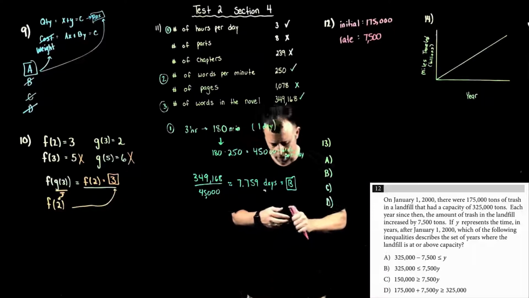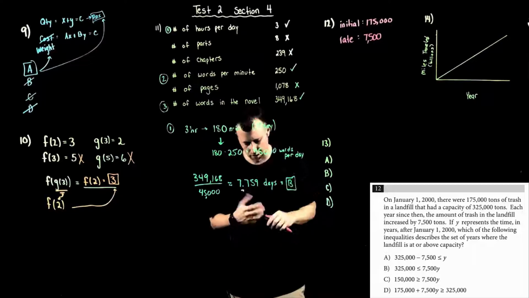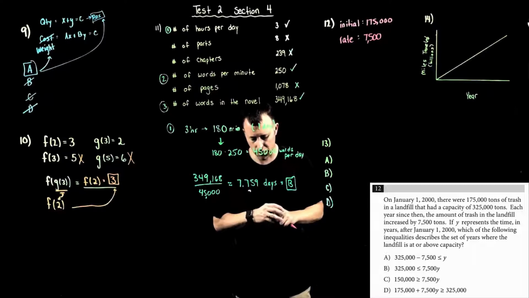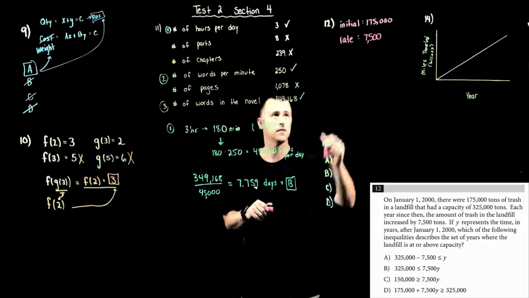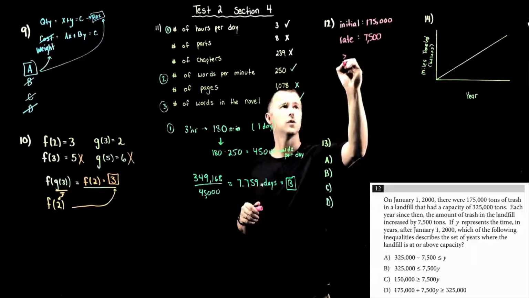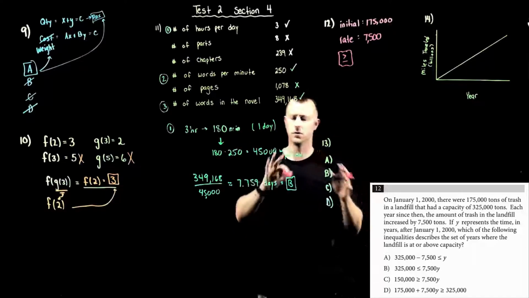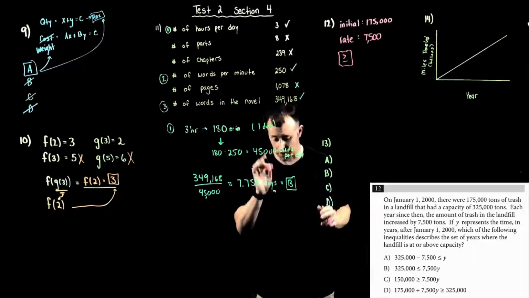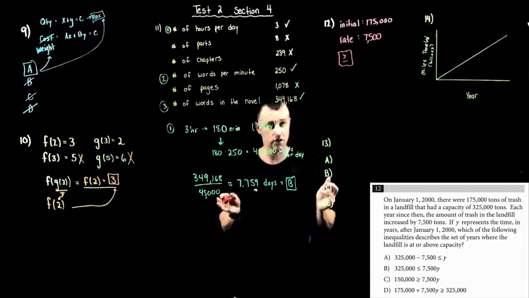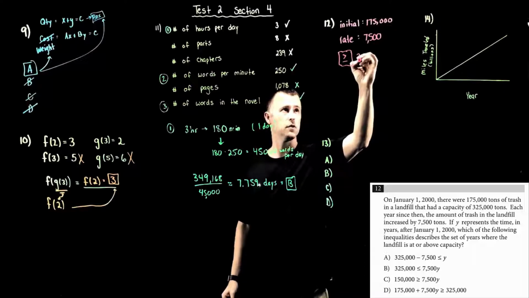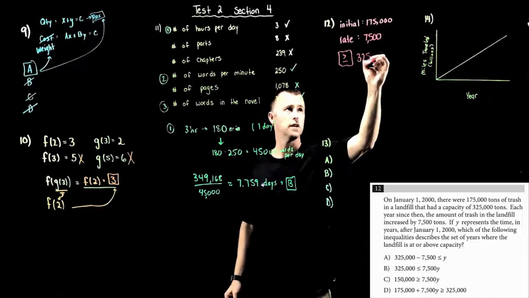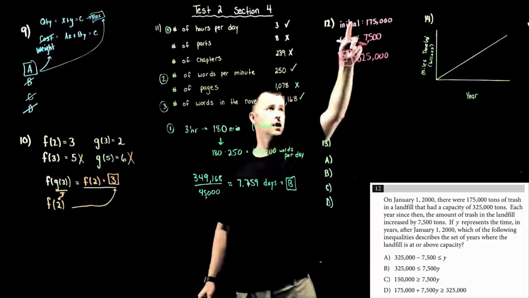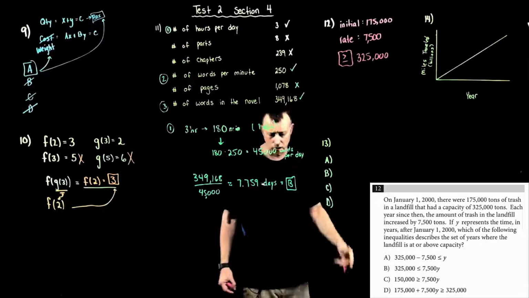So in this case, if y represents the time in years after January 1st, 2000, which of the following inequalities describes the set of years where the landfill is at or above capacity? So I know at or above, I'm going to have greater than or equal to. Now remember that 325,000, at or above, I'm going to have greater than or equal to 325,000. So I can put all this together. You can probably see the equation we're going to get.